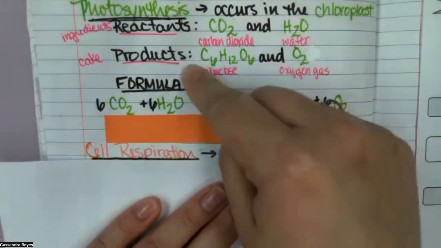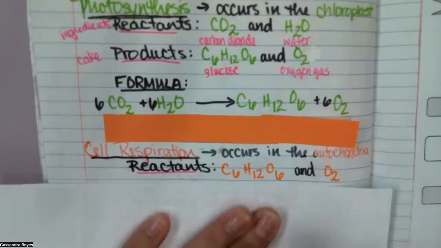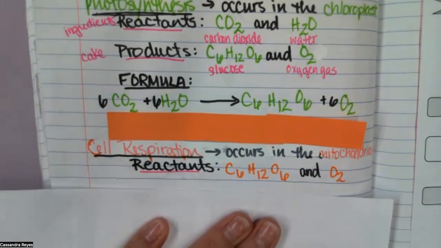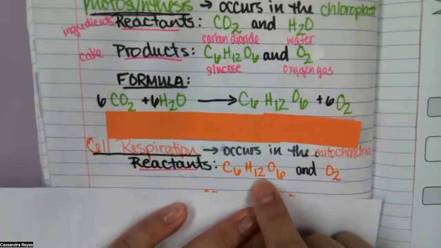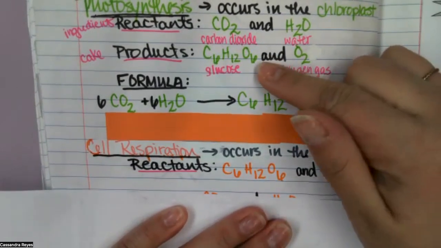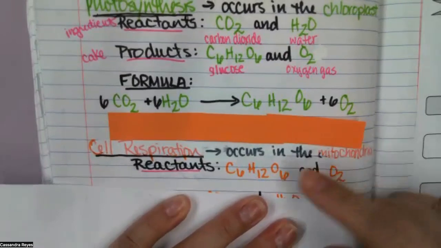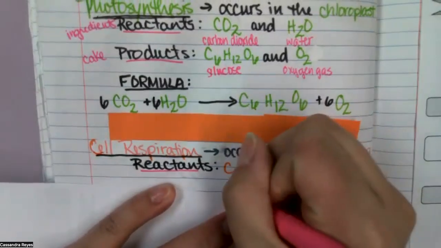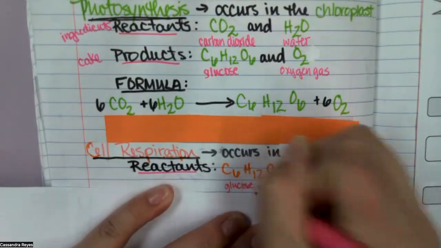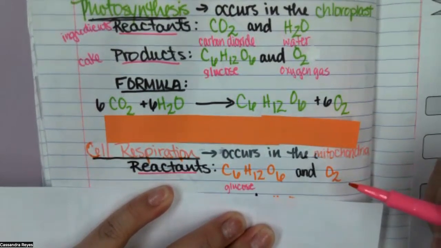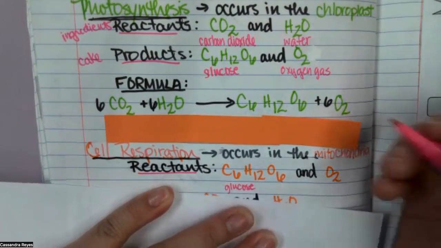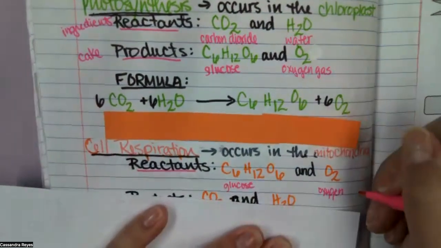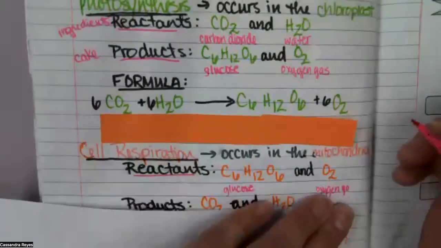And here, what reactants, what products do we have? Well, the reactants here are C6H12O6. That's glucose, which is right up here. Okay, so that's glucose. And O2, what do we call that? That was oxygen gas, right? Interesting.